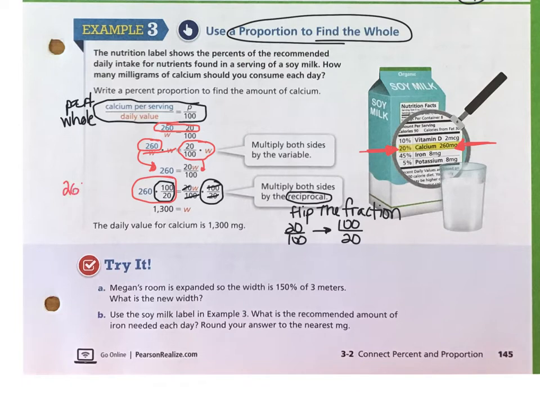You can do 260 times 100 divided by 20, and that will give you this 1,300. Or you can do 260 times, and then do 100 divided by 20, which is 5. And if you do 260 times 5, you also get 1,300. So the amount of calcium that your body needs each day is 1,300 milligrams.